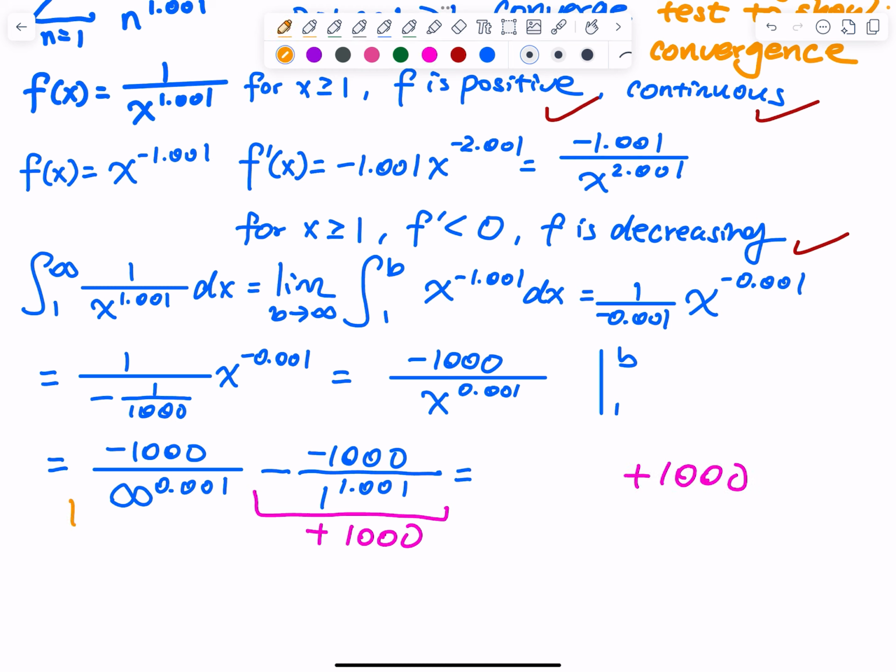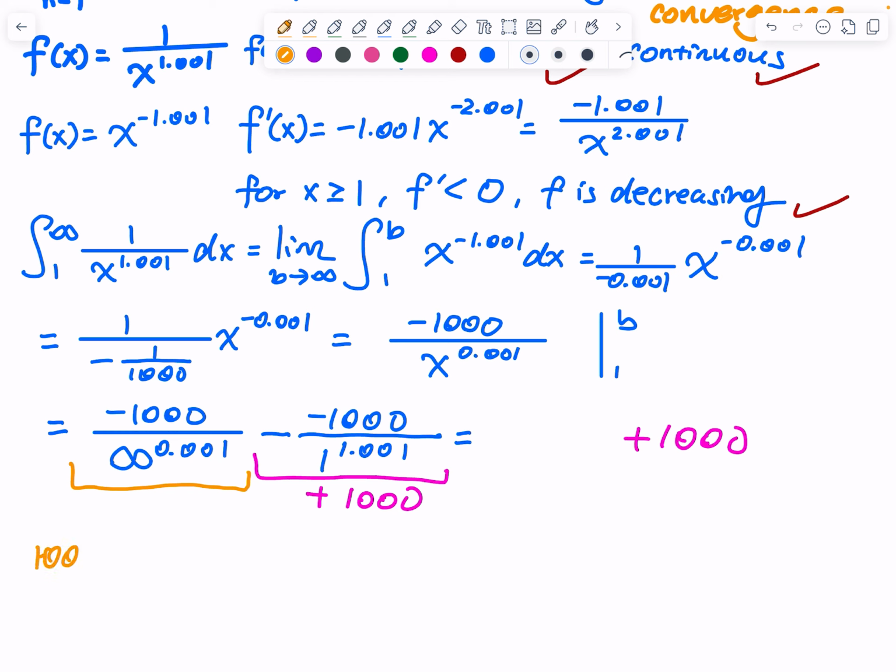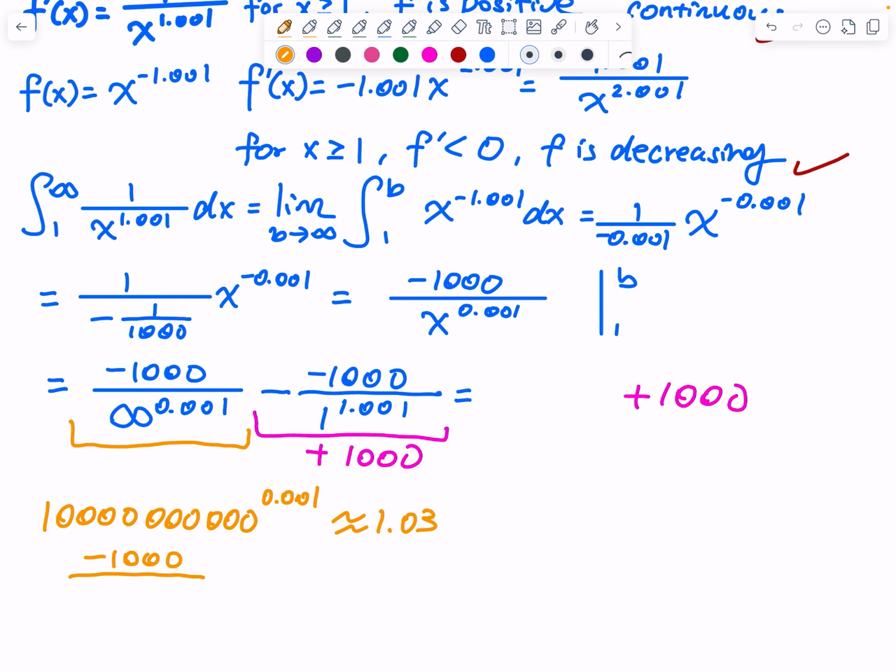And then what about here? This one I did some math using my calculator. Let me count how many zeros I used: 1, 2, 3, 4, 5, 6, 7, 8, 9, 10, 11. I used 11. Let me double count: 4, 8, 9, 10, 11. All right. I used 1 followed by 11 zeros. You don't have to follow me using exactly 11 zeros. You can use any number of zeros, as long as that number is really large. This is approximately 1.03, and then you have negative 1000 divided by 1.03, that is around negative 975.